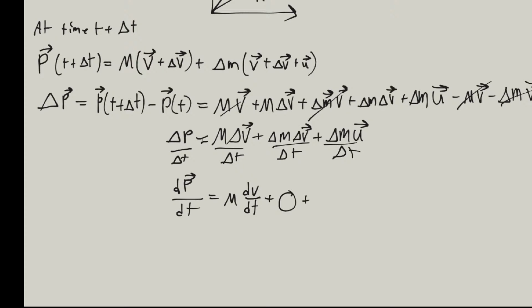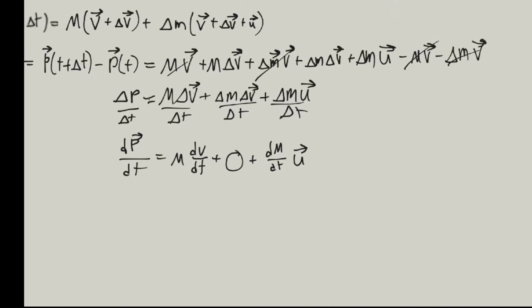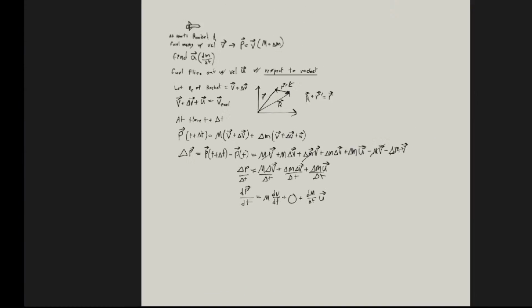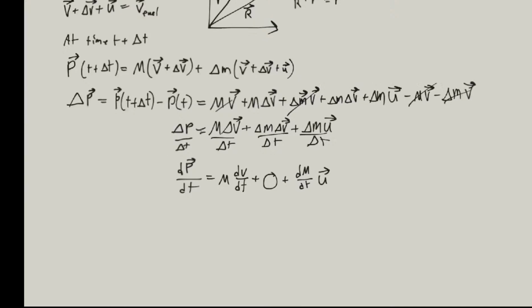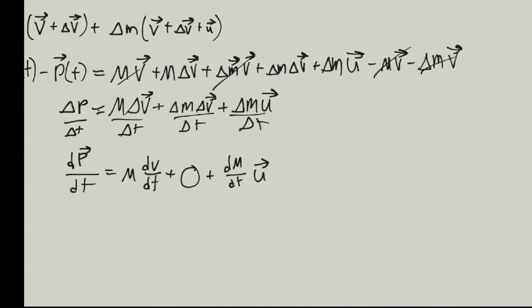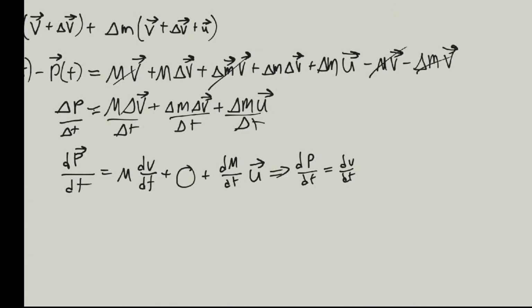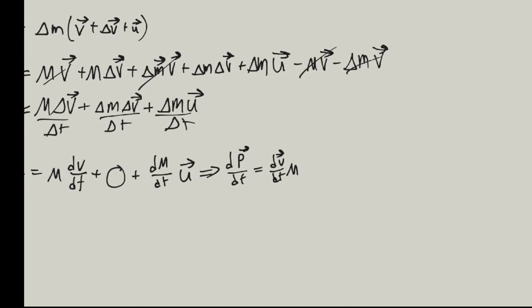Plus, we're going to have dm over dt times u. Okay? All right, so rewriting all of that, we have that dp over dt equals dv over dt times m. Sorry, I completely forgot my vector signs. Plus dm over dt times u.